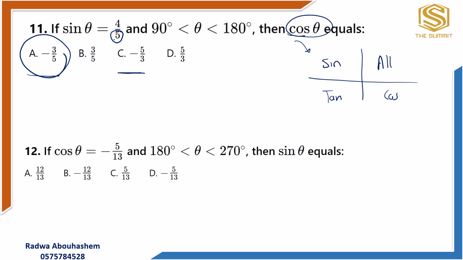For question 12, if cosine theta equals -5 over 13 and theta is between 180 and 270, this is the third quadrant. So this means tan is the only one which is positive. The sine and the cosine should be negative. So I'm searching for something negative. Maybe it's -12 over 13 or -5 over 13. Of course, by Pythagoras, it would be 5, 12, 13. So my answer is -12 over 13.